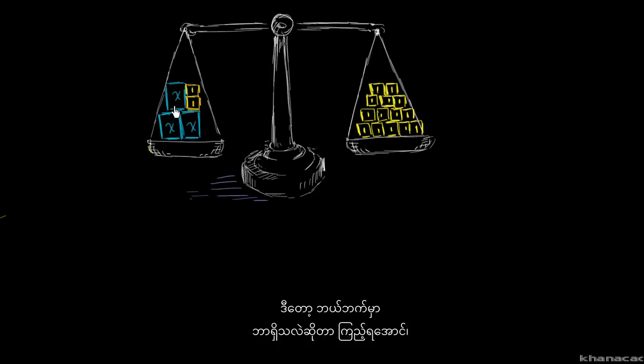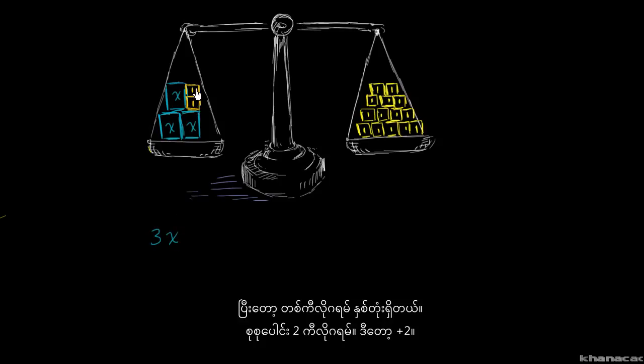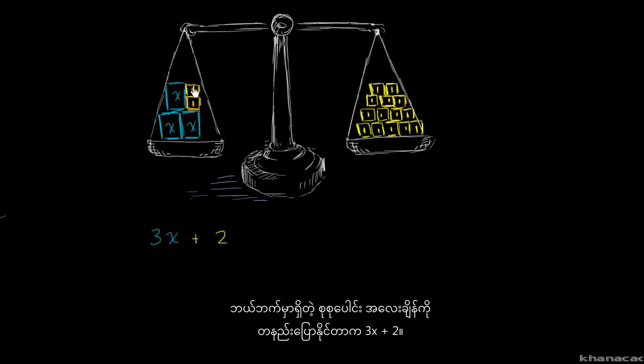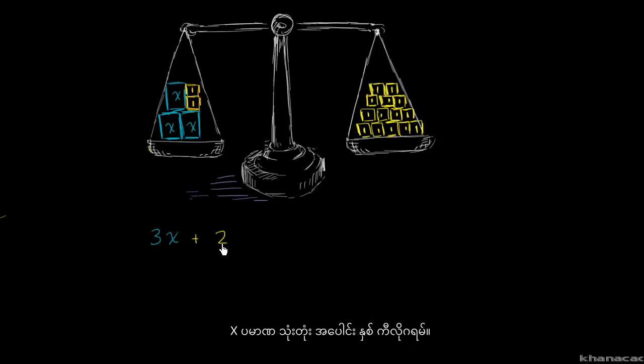So let's think about what we have on the left side here. We have 3 masses with mass x. So you could say that we have 3x over here. We have 3 x's. And then we have 2 masses of 1 kilogram. So in total, we have 2 kilograms. So plus 2. So one way to think about it, the total mass on the left-hand side is 3x plus 2. 3 masses with mass x plus 2 kilograms.